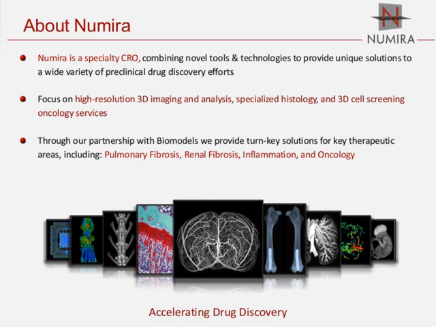Up at our Seattle facility, we provide specialized histology and 3D cell screening oncology services. At our Salt Lake facility, which is where I'm located, we focus on high-resolution 3D imaging and analysis, specifically micro-CT. I'm going to show you a bunch of examples of those in just a minute. By partnering with Biomodels, we're now able to provide these turnkey solutions in key areas such as renal fibrosis, inflammation, oncology, and as we're talking about here today, pulmonary fibrosis.